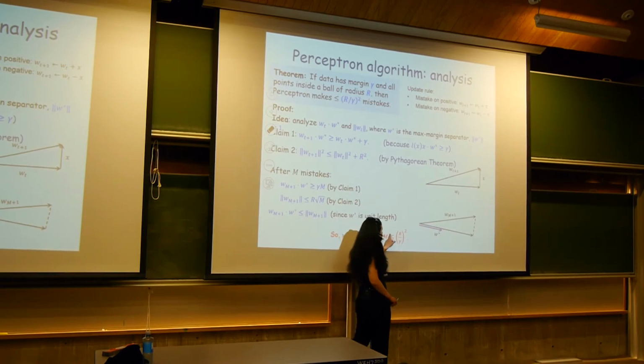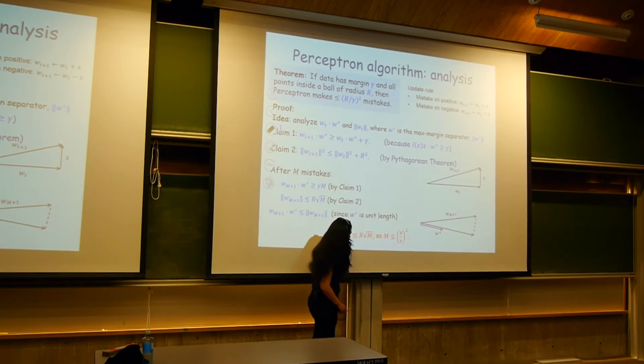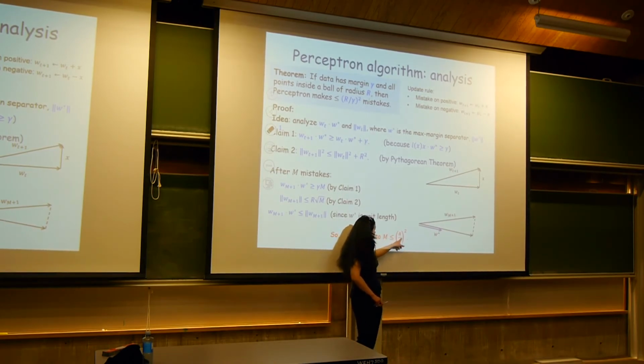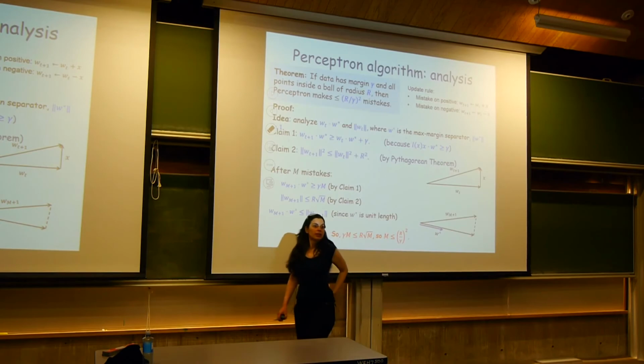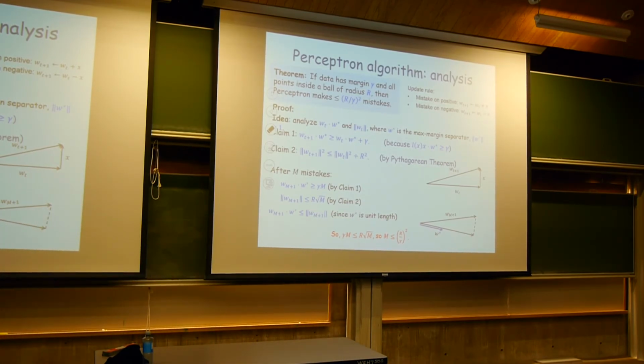And then if I solve for m here, just square everything, then we get that the number of mistakes is upper bounded by r over gamma squared. Okay, so that's pretty much the proof.